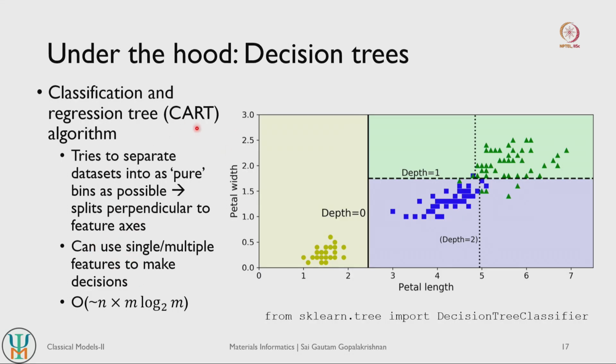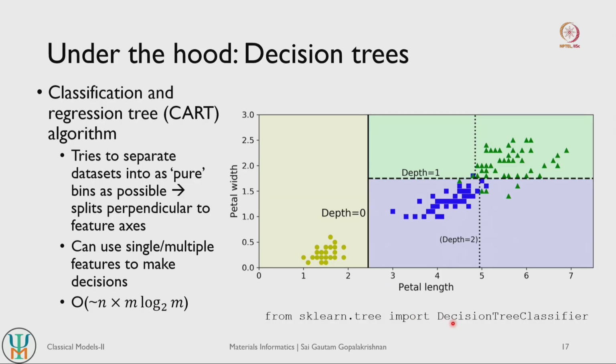So the CART algorithm is actually quite powerful. At any given instance it can either take a single feature, such as petal length or petal width here, one feature at a time, but it can also take multiple features in one go to make decisions. The algorithm scales with the number of data points and features as n cross m, where n is the number of features and m is the number of data points. So it scales a little bit better compared to your regular support vector machine models.